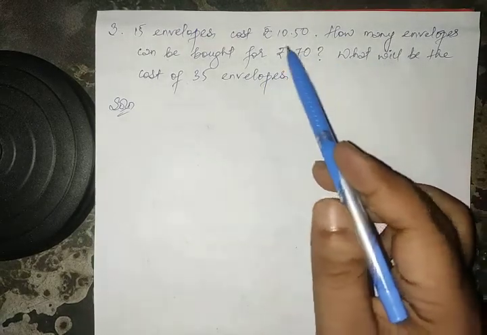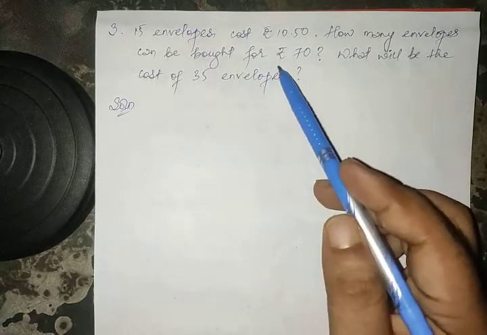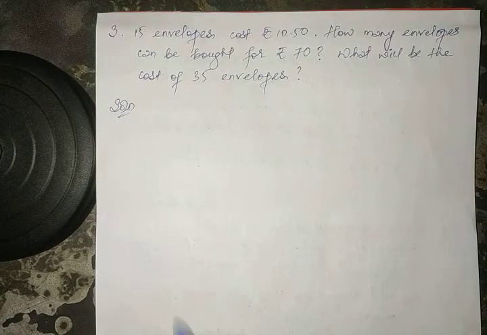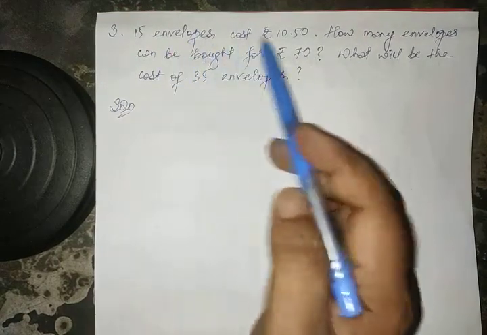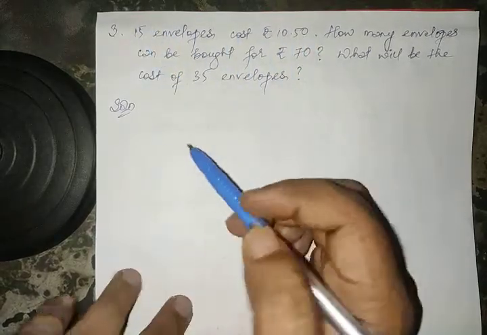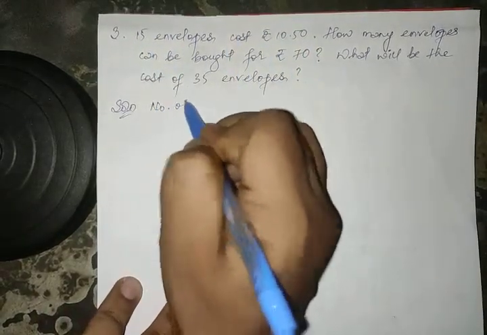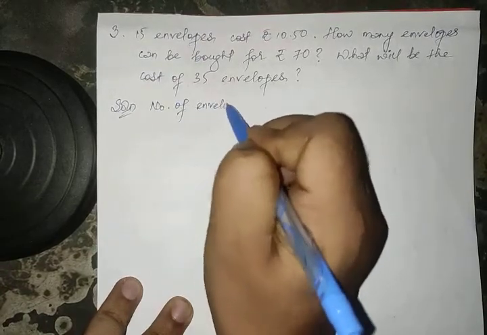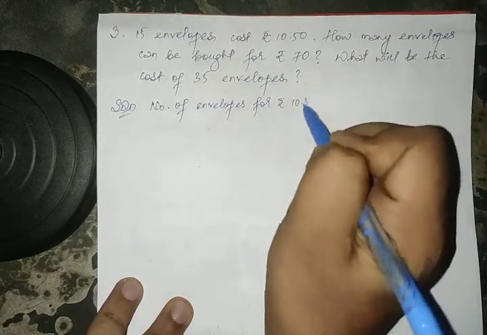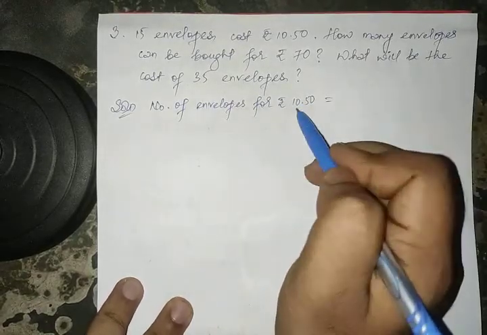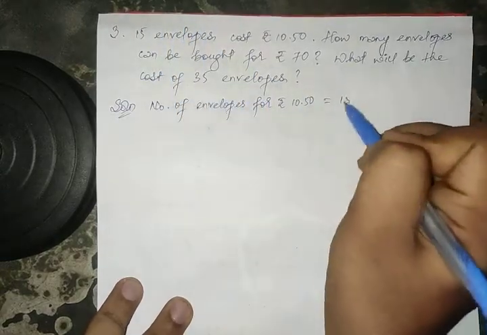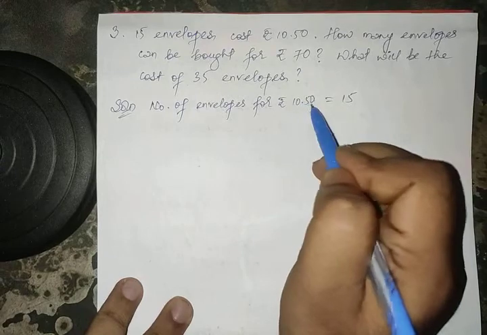So first let us find for this part. First part, so what is given? 15 envelopes cost rupees 10.50. So that means the number of envelopes that can be bought for rupees 10.50 is how much? 15. So we'll write number of envelopes for rupees 10.50. So for rupees 10.50, how many envelopes are we getting? 15, right? So we'll write here 15. So this is for rupees 10.50.